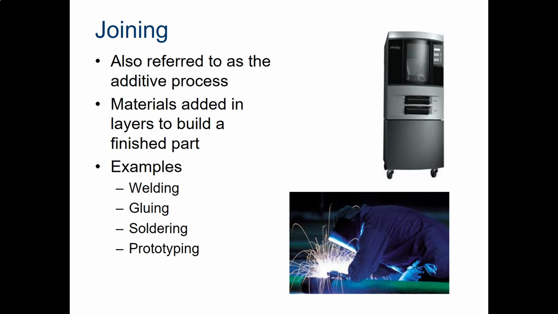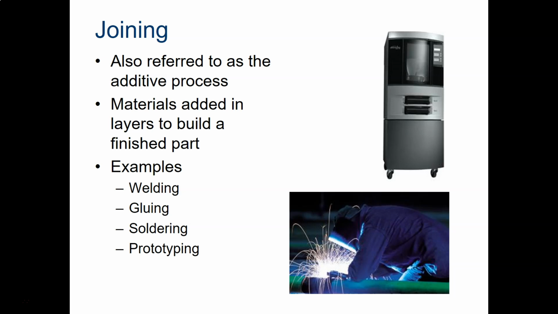Joining processes may include everything up through a newer process of joining, such as rapid prototyping, which might be in the form of stereolithography, laminated object manufacturing, selective laser sintering, 3D printing, and fused deposition modeling, which is trademarked by Stratasys Incorporated. Or you might refer to that as fused filament fabrication.